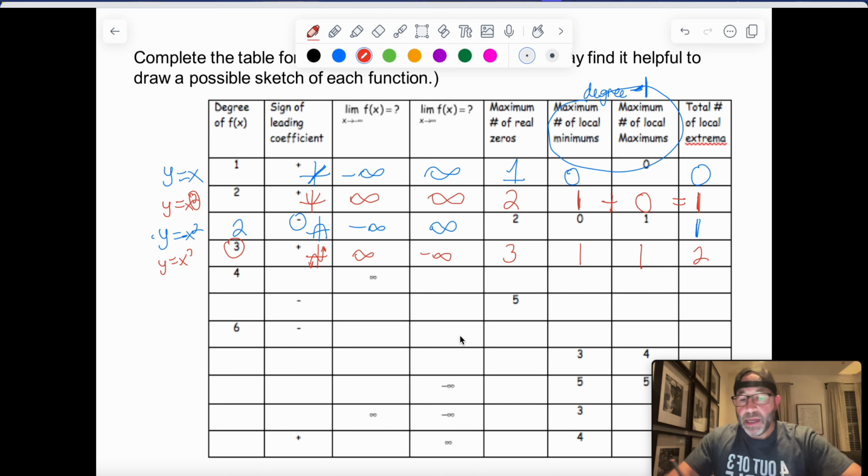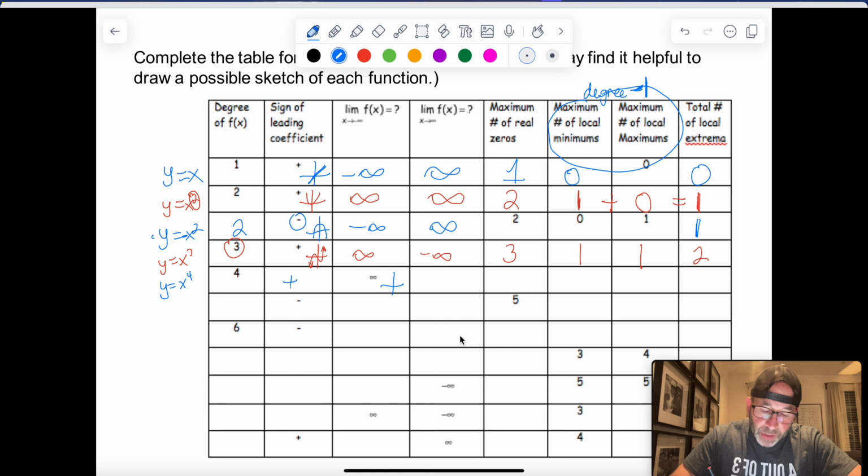Okay. Next one, a 4th degree polynomial. y is equal to x to the 4th. So the sign of the leading coefficient in this case, let's do a positive first, because if you look right there, they'll actually give you a negative for the next one. So if it's a positive, what would that graph look like? It's going to have this kind of a look.